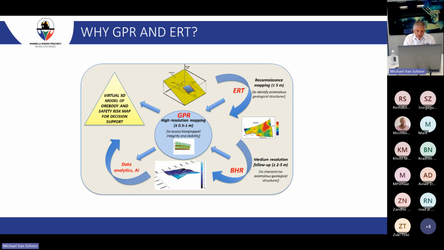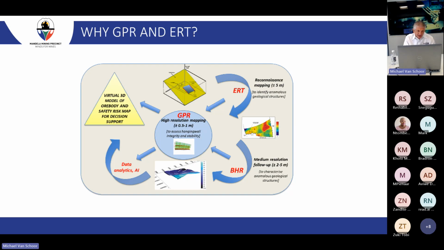Then you could obviously move in with something that's a bit higher resolution, like your bore radar, and you could characterize your problem or your anomalies in a bit more detail, maybe going down to a resolution of maybe 3 meters. GPR is quite a nice technology because it's applicable to almost any stage of mining, whether you are in the stope or in the haulage. You can always use GPR to look at the condition of the hanging wall or the sidewalls.